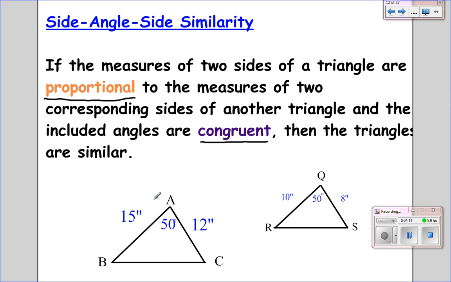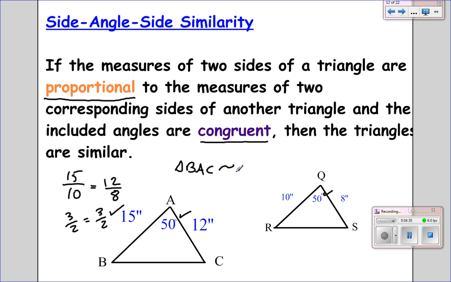So let's check the sides to see if they're proportional. 15 over 10 has to equal 12 over 8. Well, 15 over 10 becomes 3 over 2. 12 over 8 becomes 3 over 2. So that checks out. So we have two sides, and the included angle is congruent. So I can say that triangle BAC is similar to triangle RQS by SAS similarity.